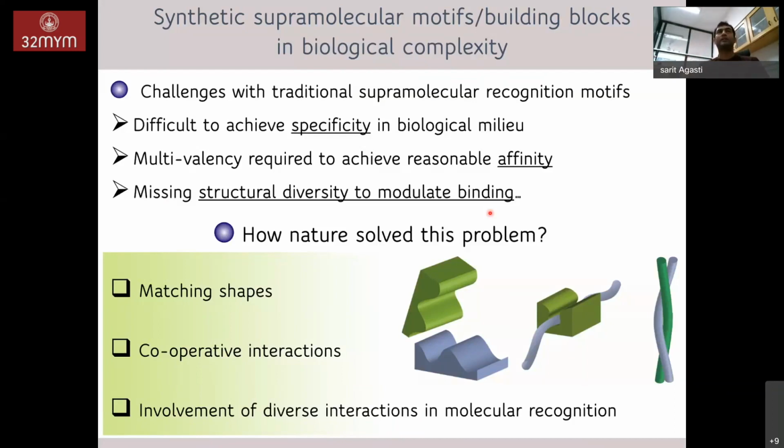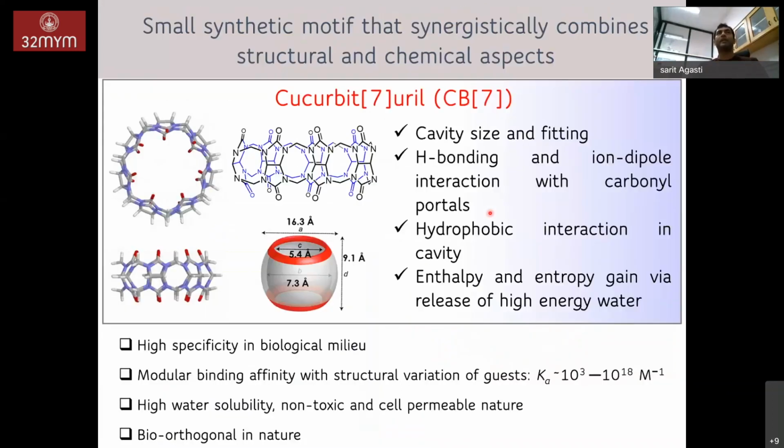By looking at that, we searched various recognition motifs and came up with a specific molecule called cucurbit[7]uril. One very important aspect of this molecule is that it possesses the important attributes which I just described and learned from nature. It has a cavity which fits in size. It has various different interactions: hydrogen bonding, ion-dipole, and hydrophobic interactions. They can also gain very high affinity interactions via enthalpy and entropy gain by the release of high-energy water molecules. So that's why we were very interested in this sort of scaffold, and we realized that it can be used for many purposes.